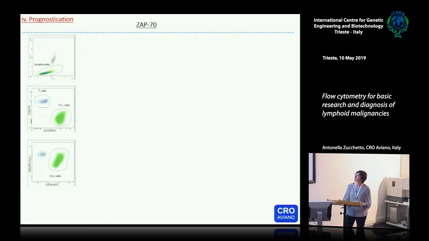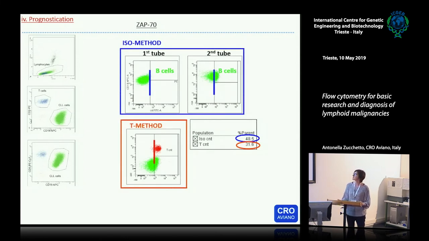So you get your cells, lymphocytes, chronic lymphocytic leukemia cells, CD5, CD19 positive, and then you analyze your cells. The first method is the ISO method. You put a marker at the right of your negative population, and then you evaluate the shift for ZAP70 in your B population. The T method uses T cells. It is an internal control because T cells are always positive. And you set the marker at the left of this population and evaluate the shift of the CLL population.